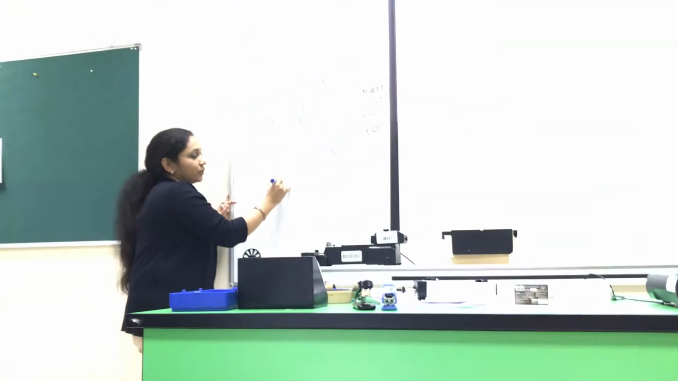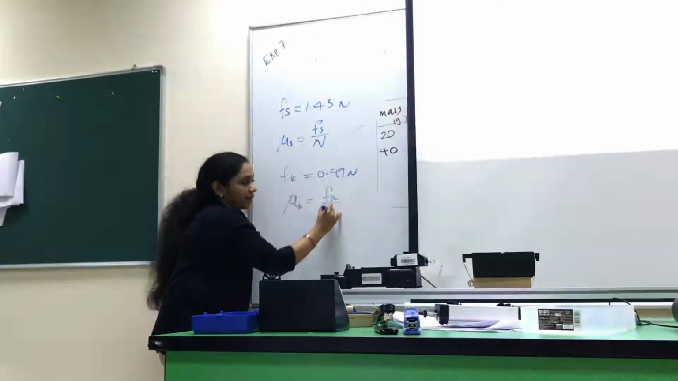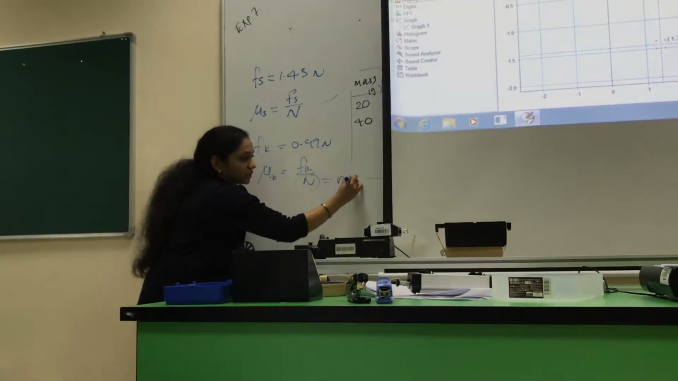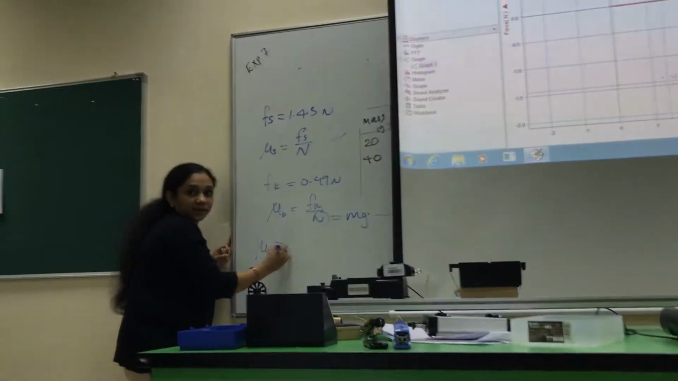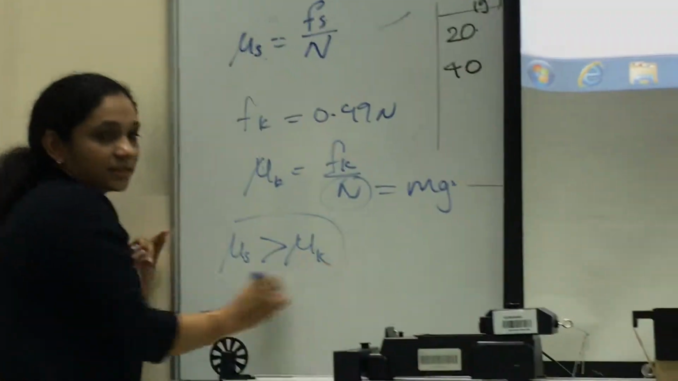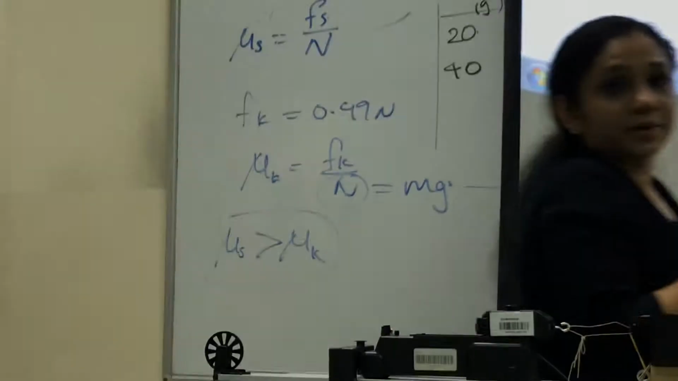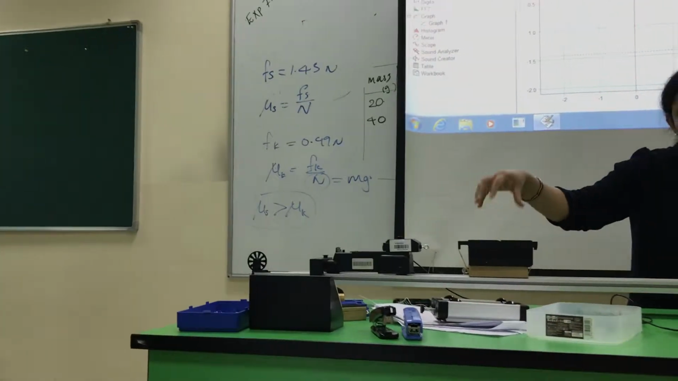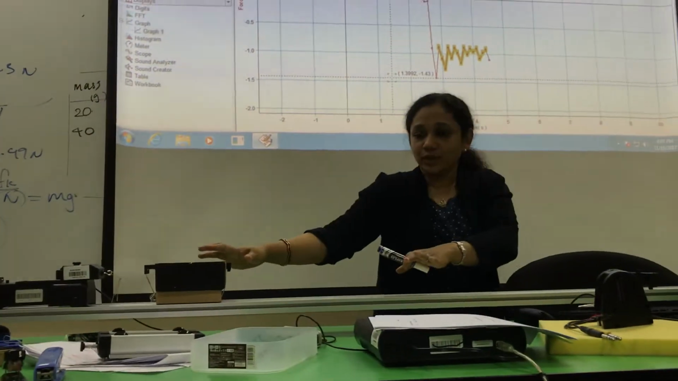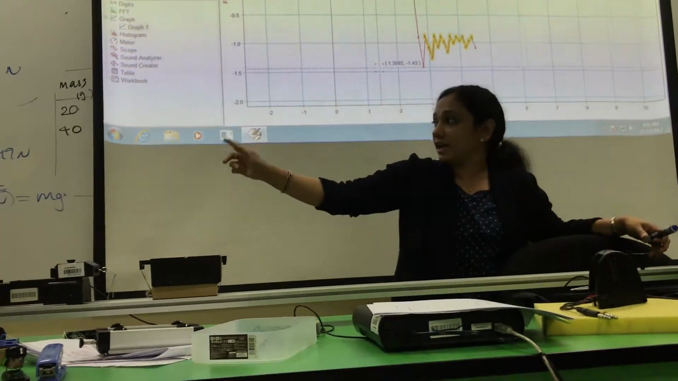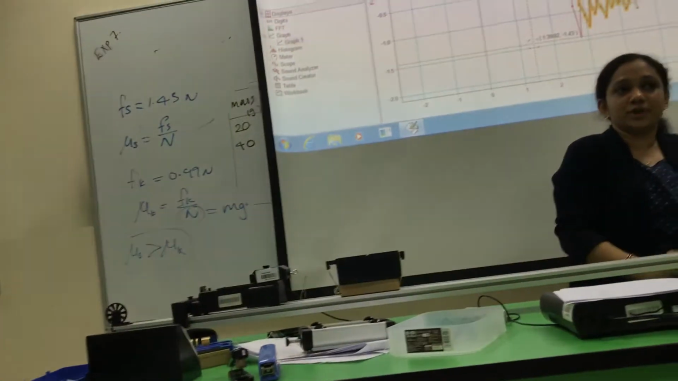Then we can calculate mu k, which is equal to Fk by N. N is equal to mg. Then we will prove that from these values, mu s is greater than mu k. This is the objective of the experiment. All these values we have to put, the weight, everything will be given. Don't worry about that one. Just do it, draw the graph, take Fk and Fs, find out mu s and mu k.